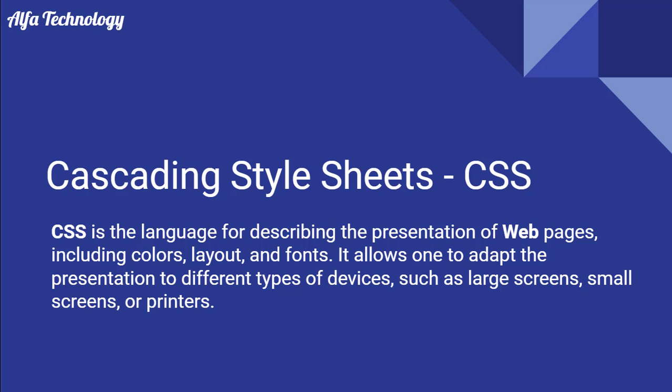CSS allows one to adopt the presentation of different types of devices such as large screen, small screen or printers. It means using CSS, you can design a web page which can look different on different devices. It means your website will be responsive, so your website will adjust its content according to device width and height. So there are a lot of properties of CSS that you can apply, and you can make your website beautiful and interactive, plus you can make your website responsive.